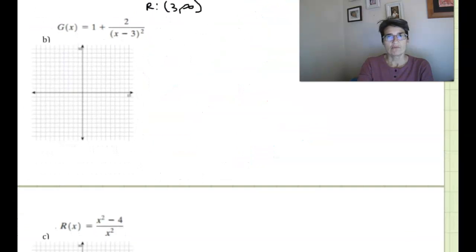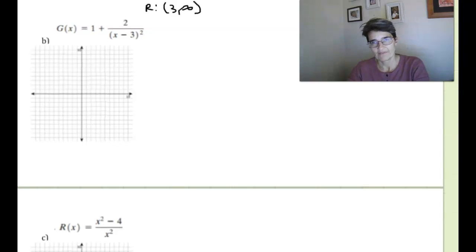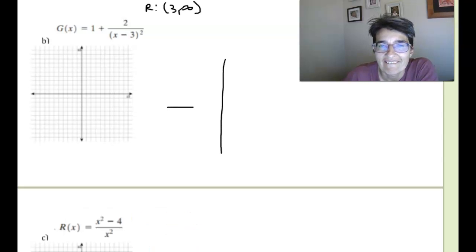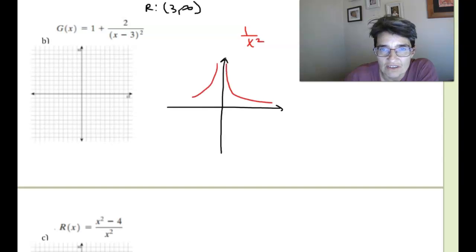Okay, let's look at one more. Let's identify the parent function. So this is parent function because it's x squared. It's going to be 1 over x squared. Let's draw it. This is the basic shape. It has a horizontal asymptote at y is 0 and a vertical asymptote at x equals 0.